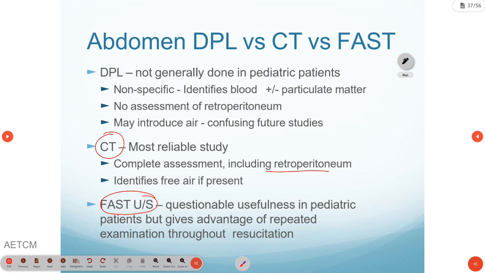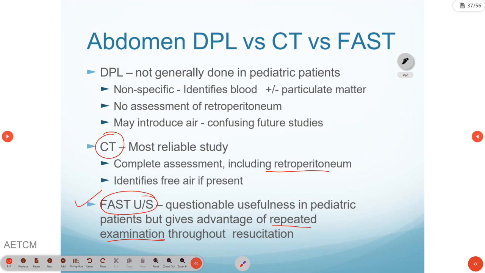So in this pediatric age group, it might be difficult to proceed with FAST, but it has the advantage that we can do repeated examinations. Like after half an hour, if we see an HB fall, again we can go ahead and repeat the FAST. So repeated examinations can be done at the bedside itself. So FAST has that advantage.